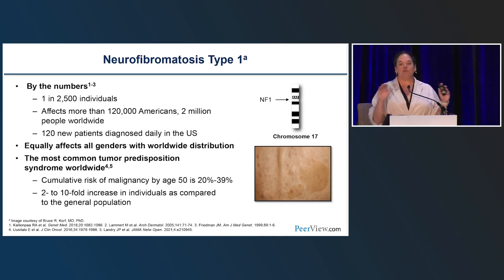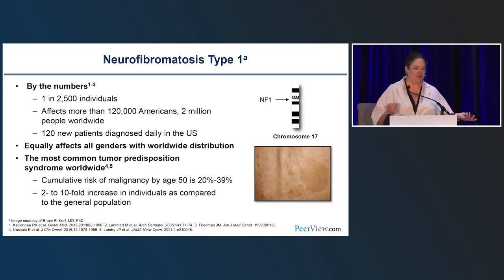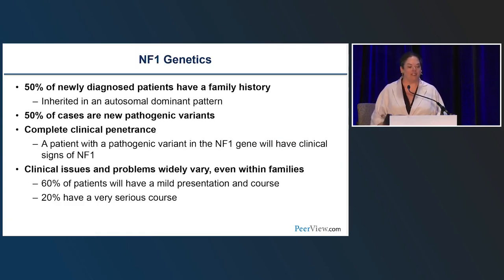This is equal across genders with a worldwide distribution, and this makes it the most common tumor predisposition syndrome worldwide. And I think we forget, particularly in pediatrics, Dr. Romo not so much, but there is clearly a true malignancy risk that goes with NF1. That risk is somewhere between 2 and 10-fold the general population, and it means by age 50, you have a 20 to almost 40% chance of developing a malignancy.